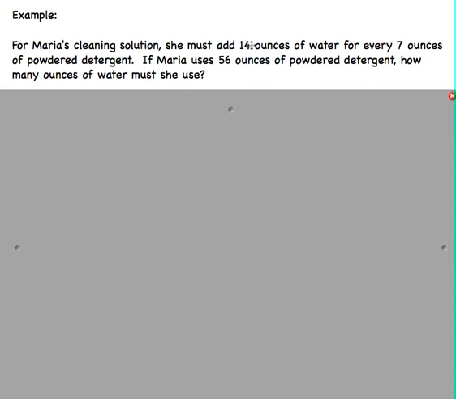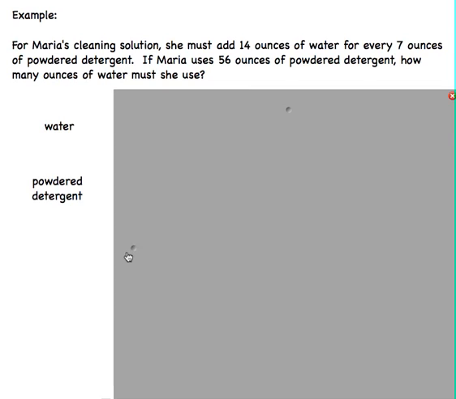Since it gives us a ratio of 14 ounces of water for every 7 ounces of powdered detergent, we're going to assume that this is the ratio that we need to use to solve our problem, and so we can set up a proportion. Since we're talking about two different things, water and powdered detergent, we need to make sure that when we set up our ratio, we keep them together. So I'm going to let the numerator be the water and the denominator of both of my ratios to be the powdered detergent. And remembering as long as you keep them together, it doesn't matter which order you put these in, as long as you put the values in the correct spot.